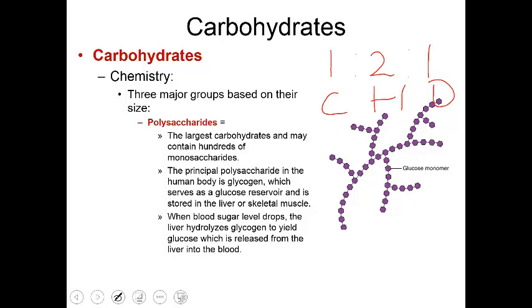Now, examples of complex polysaccharides are glycogen, which is our carbohydrate reserve in our muscle cells, or starch, which is the storage of plant-based foods.